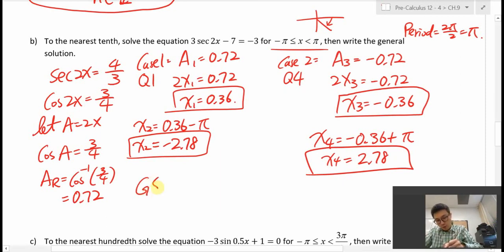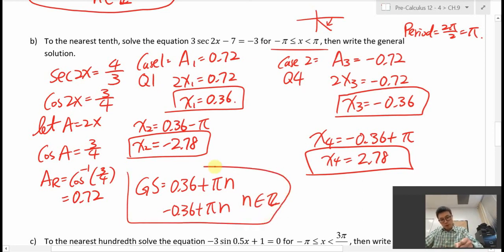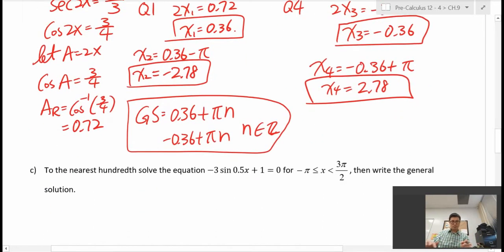All right, for the general solution, you're going to end up with 0.36 plus the period times n, and negative 0.36 plus period times n. I guess I could just say plus or minus 0.36 plus pi n. Whatever, it's okay. And n is an element of the integers. Okay, so that's it. Those are the 4 answers within that domain, and that's the general solution.